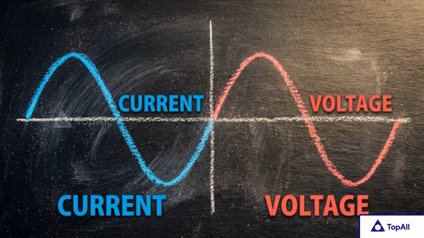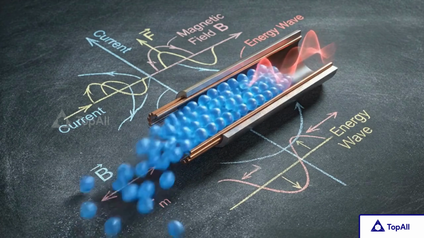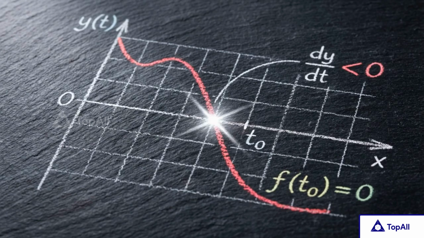The electrons are literally flowing a full quarter cycle ahead of the voltage. The math proves that the maximum rush of electrons doesn't happen when the voltage is at its highest. It happens exactly when the voltage is crossing zero and changing the absolute fastest.